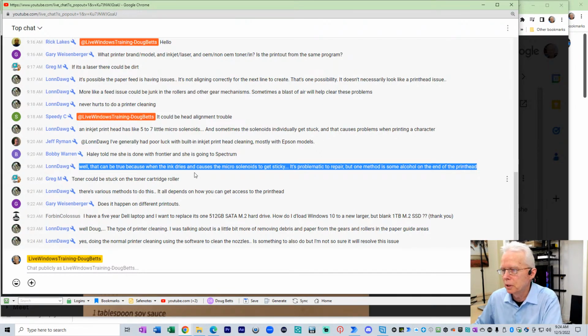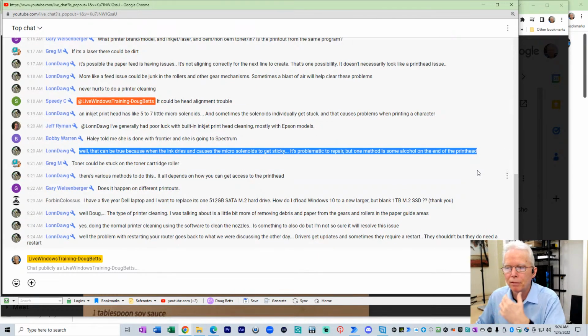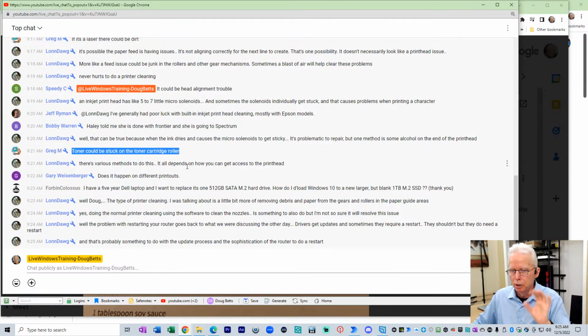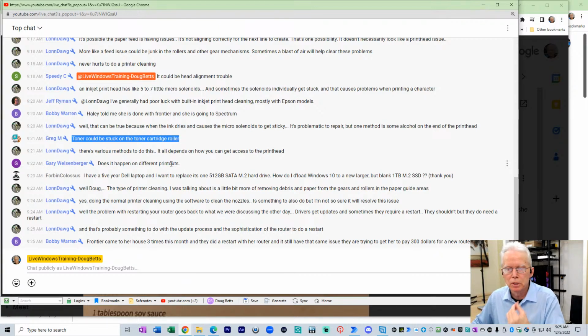Lawn Dog, well, that can be true, because when the ink dries and causes micro solenoids to get sticky, it's problematic to repair, but one method is some alcohol on the end of the print head. I would want to look at the printer manual and see what their prescribed method for cleaning the print head is, because they have some specific guidance to that. If they don't have any specific guidance, then I would do a Google search, do a YouTube search, try to find somebody else who has been through it rather than taking your own deductions of how to go about it. That's what I would do.